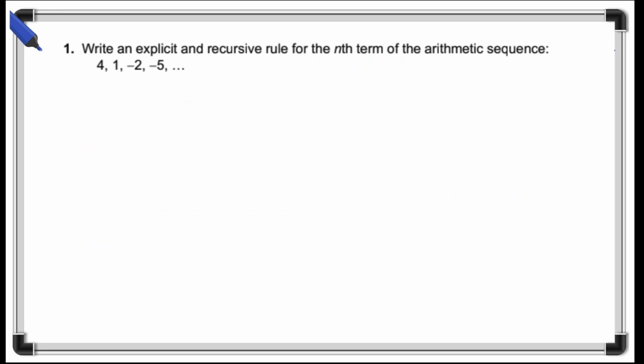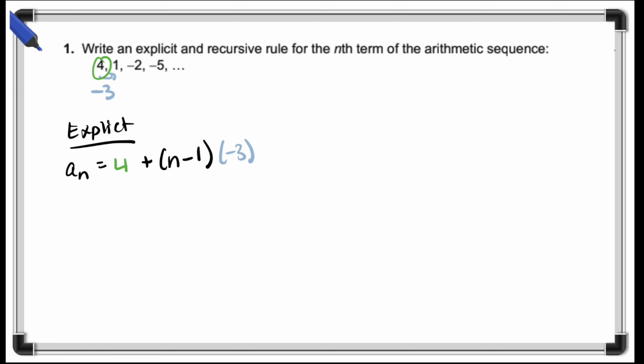So here we're going to write both an explicit and recursive rule for this arithmetic sequence. Let's see what's going on with our sequence. From 4 to 1 to -2 to -5, I am subtracting 3. So for our explicit formula, we use our formula: a sub n equals a sub 1, our first term, which is 4, plus n minus 1 times that difference we found, which was -3.